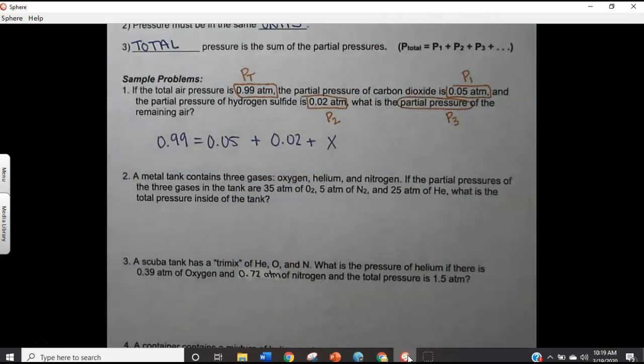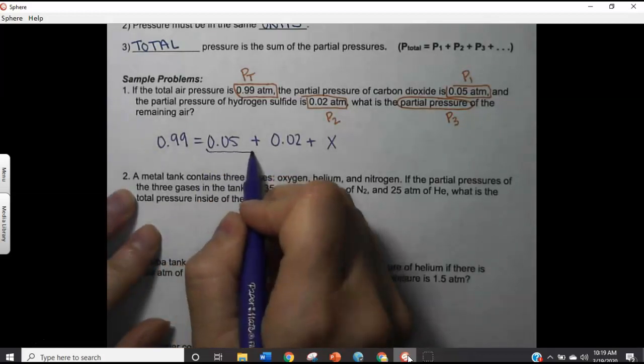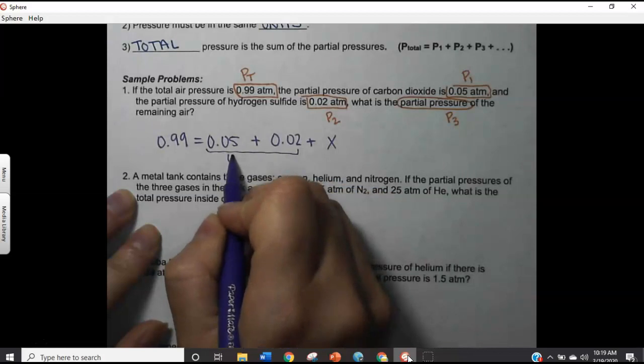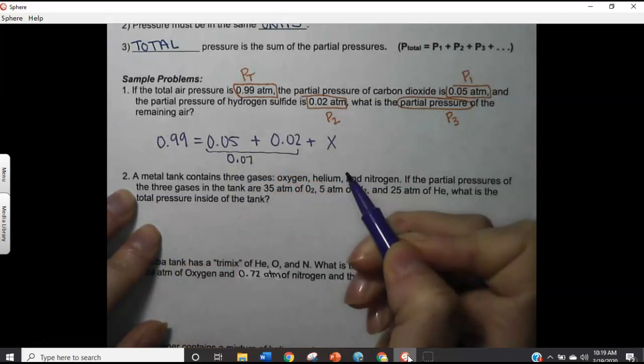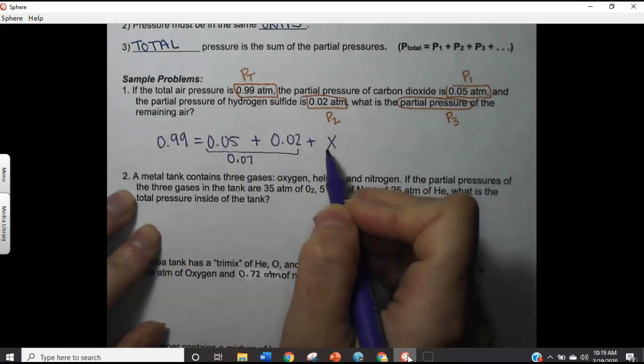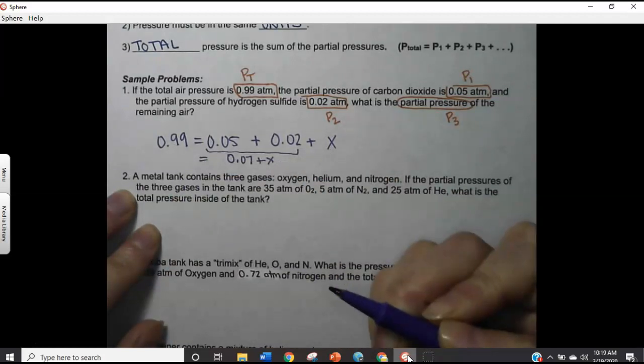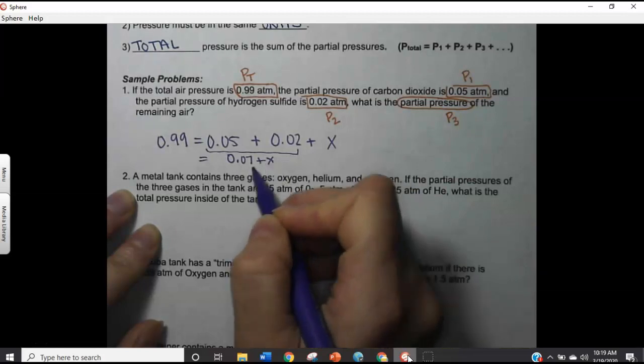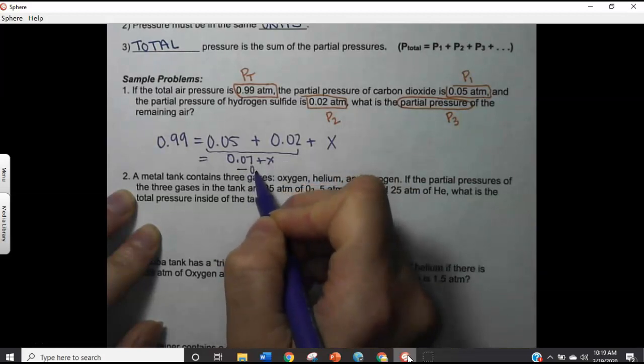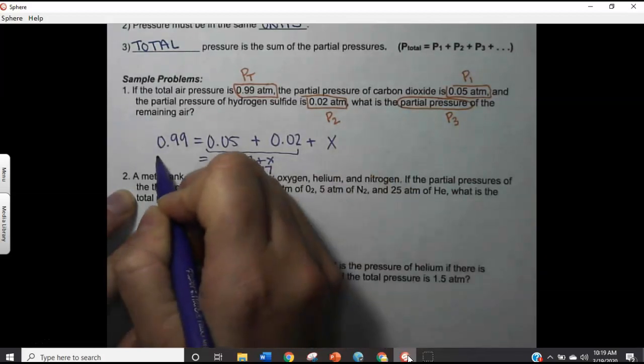I don't know. We're going to combine like terms to solve for X. So I can go ahead and add these up to 0.07, and a letter is not a like term, so plus X equals still 0.99. The opposite of adding to X is subtracting, so minus 0.07 from both sides.